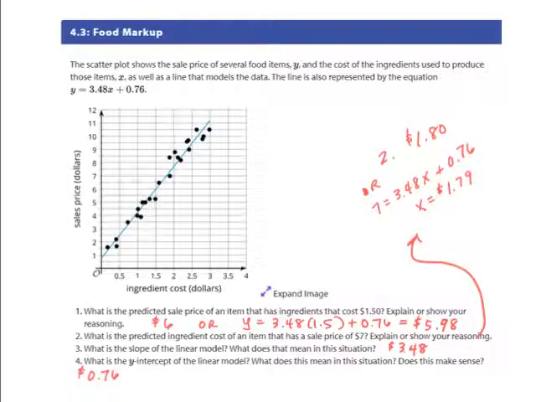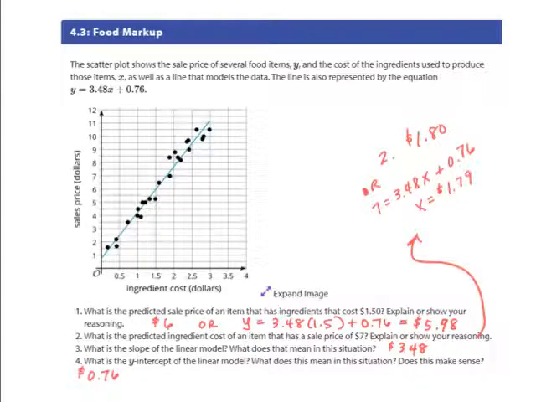For number 2, it's the same kind of idea, but they're saying it has a sale price of $7. So if I go to my sale price of $7 and go over to my line, I can see it's between 1.5 and 2. So it's about $1.80. Or I can plug 7 in for y of the equation, minus the 0.76, and then divide by the 3.48, and you get an x, or an ingredient cost, of $1.79. Anywhere close to those is fine.